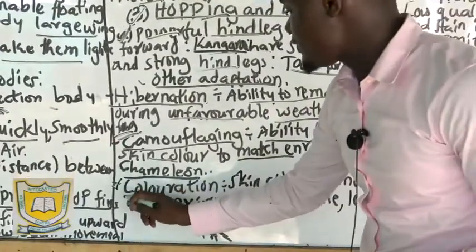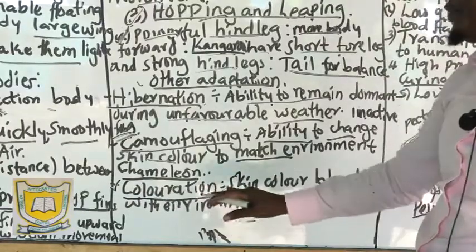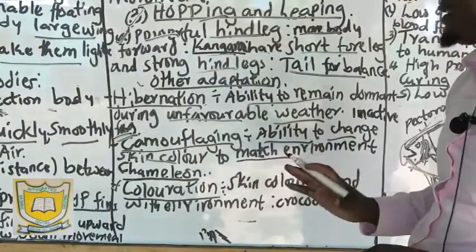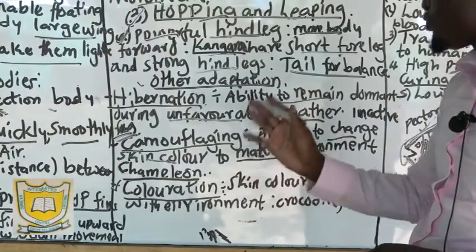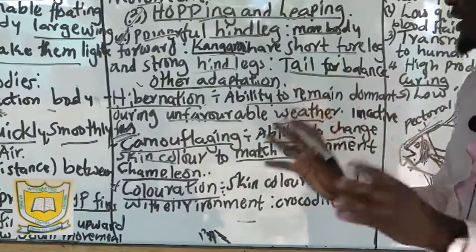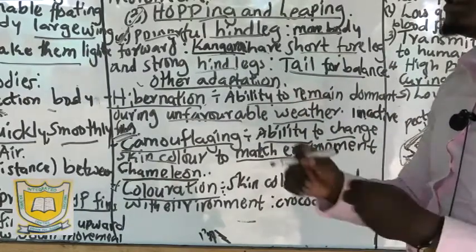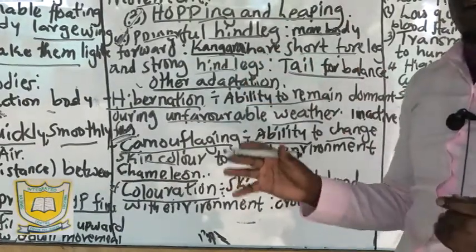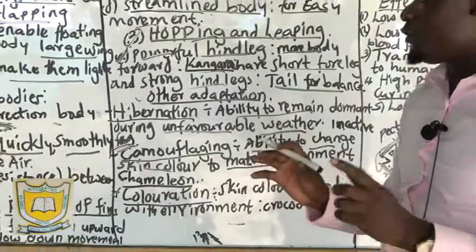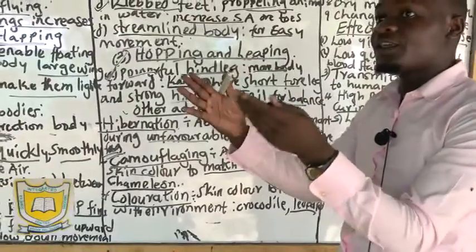So we have others, that is coloration. Coloration is much different from camouflaging, because camouflaging changes from red to green, from green to yellow. But with coloration, this animal has specific, constant colors that help them now to survive in their areas. For example, a leopard. When you look at the color of a leopard, it fits the environment that it lives in.